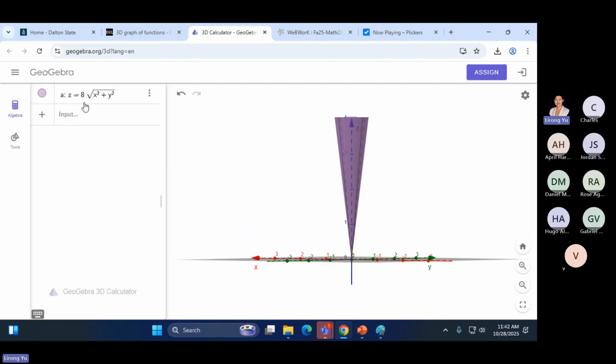So z over this is cotangent. So the cotangent is 8. The tangent of the z is this over z. So the tangent is 1 over 8. That's why the angle is so small, because it's a small tangent value.